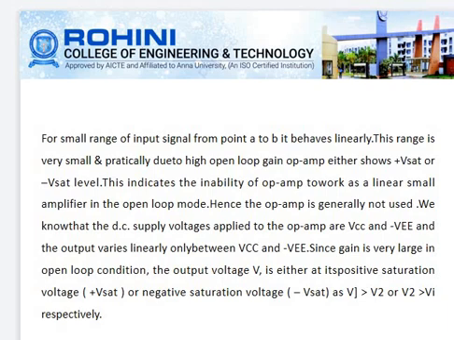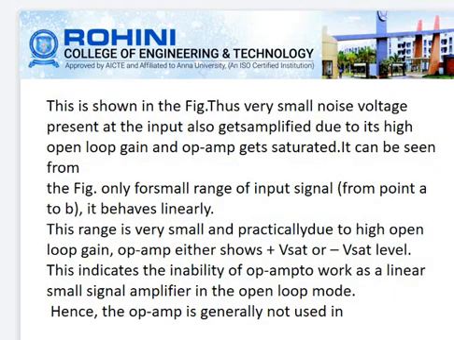We know that the DC supply voltages applied to the operational amplifier are VCC and minus VEE, and the output varies linearly between VCC and minus VEE. Since the gain is very large in open loop condition, the output voltage is either at positive saturation or negative saturation, under the condition V1 greater than V2 or V2 greater than V1 respectively. The figure shows that even a very small noise voltage present at the input gets amplified due to the high open loop gain, and the open loop operational amplifier gets saturated. It can be seen from the figure.